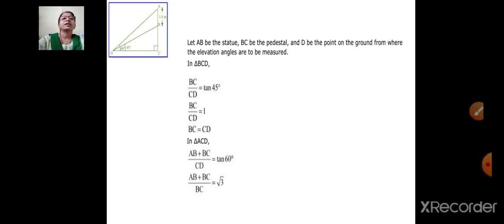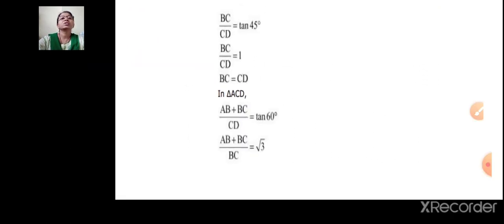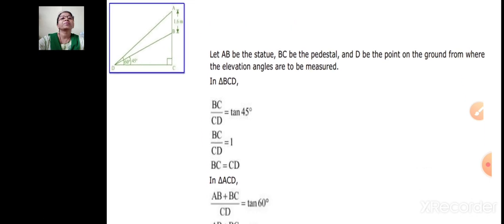So again a small diagram is given here. Let me explain the diagram. The AB is the statue. Can you see that? Let me zoom. Now you see. Let AB be the statue, BC be the pedestal, and D be the point on the ground from where the elevation angles are to be measured.